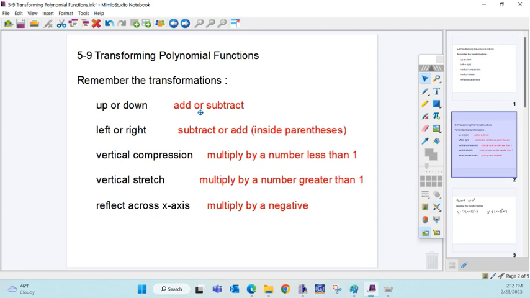Okay, so to tell if it went up or down, remember there was a plus or minus of a number on the outside. You'll see an example shortly. Left or right was subtract or add. This is the one that always felt backwards to you. The compression was when you multiply by a number less than 1. So fractions and decimals that are less than 1. The stretches were when you multiplied by a number greater than 1. And then if there happened to be a negative thrown in the front, that was when it reflected across the axis. In other words, it turned it upside down. So you can jot those down.